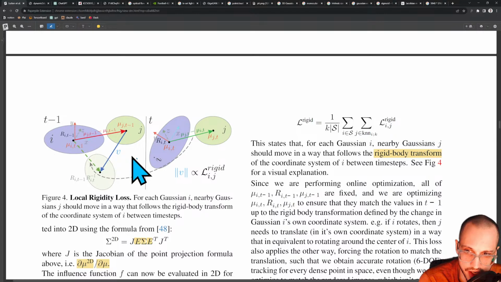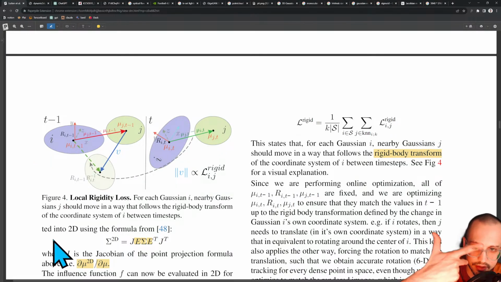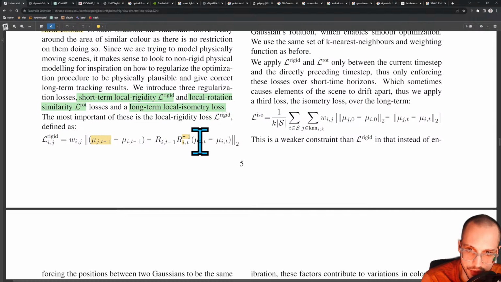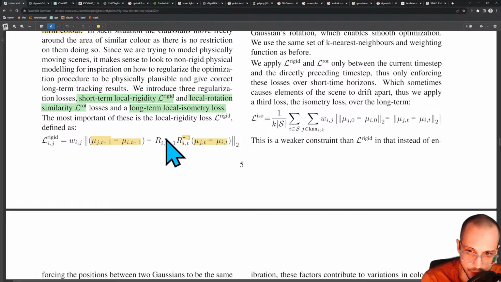So this purple Gaussian i, you see how it has some rotation, this r_i at t minus 1 and then r_i at t. So the relative rotation between those should match what happens with this Gaussian j. Here the vector that goes from Gaussian i to Gaussian j is this mu_j,t minus mu_i,t. So you can see here is the vector from i to j at time step t, and here's the vector from i to j at time step t minus 1.